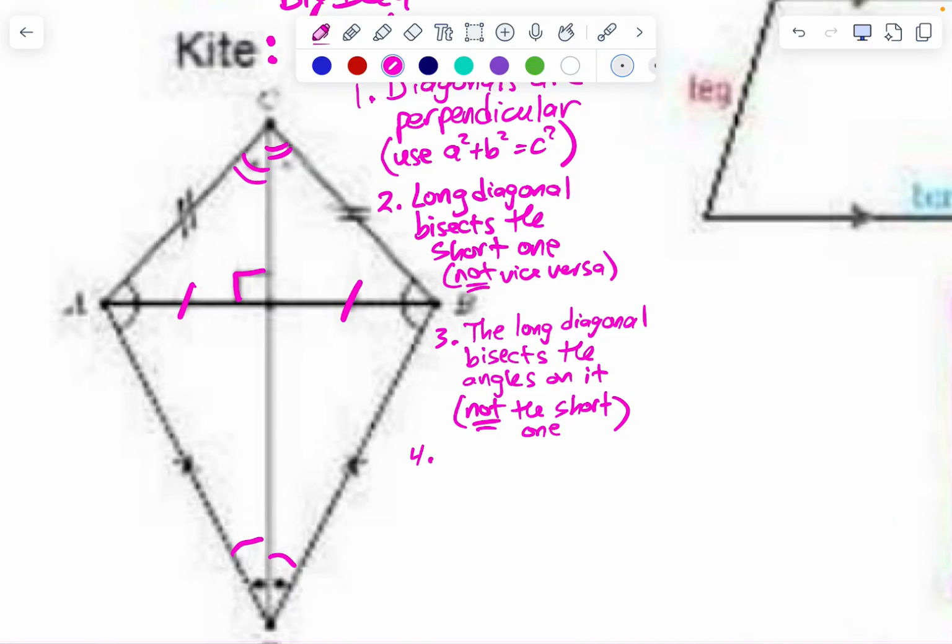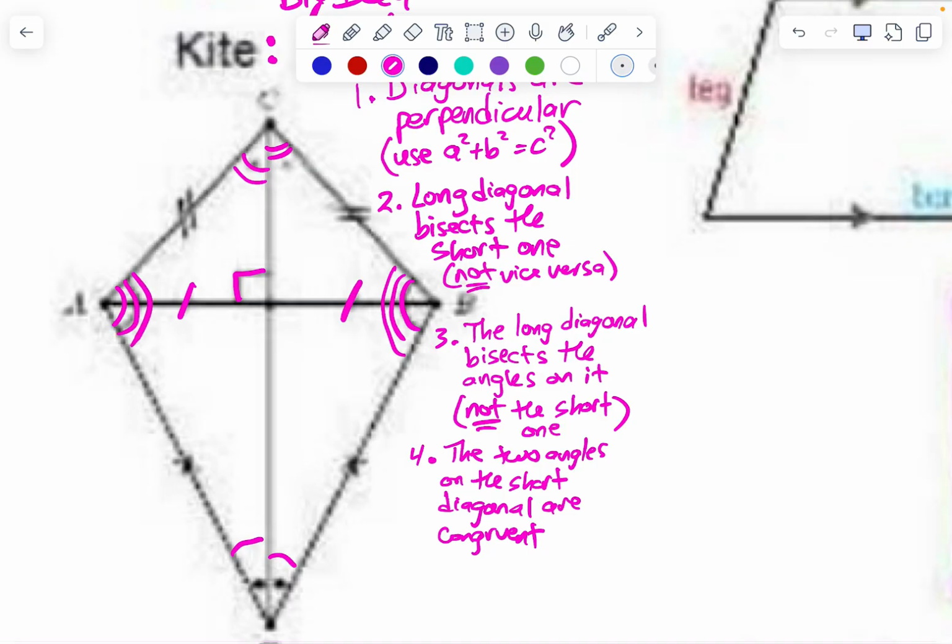Okay, property 4. The two angles on the short diagonal are congruent. Now that is marked in the figure, but we need to add a few more lines so that our notation is correct. So that angle and that angle are congruent.